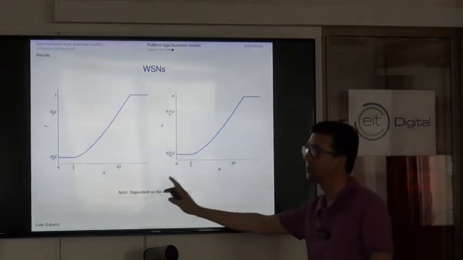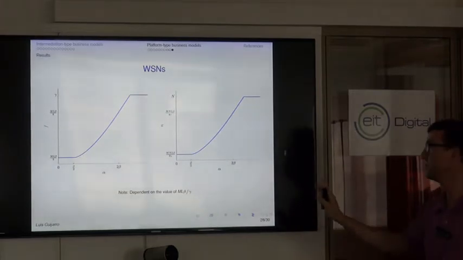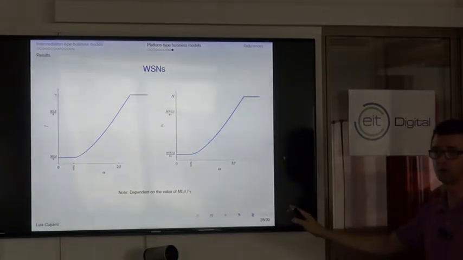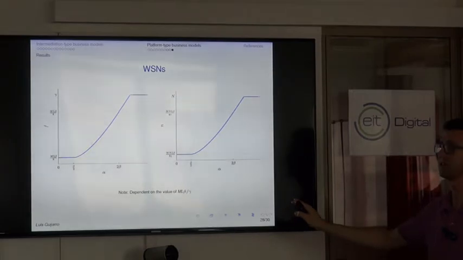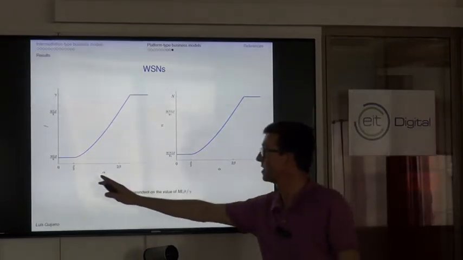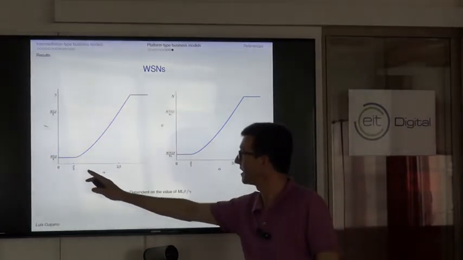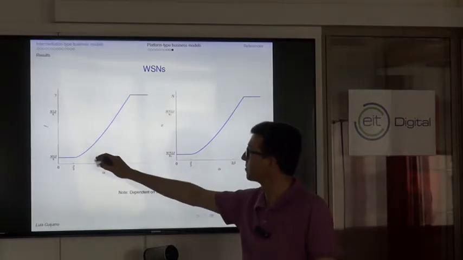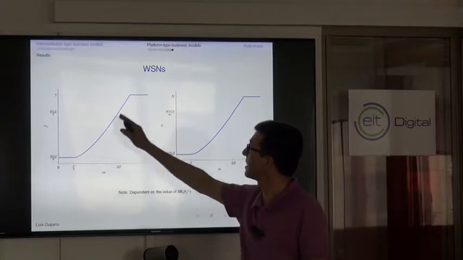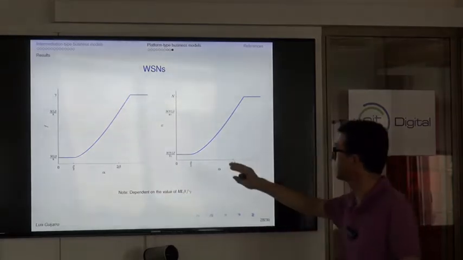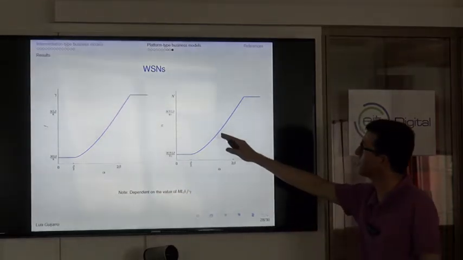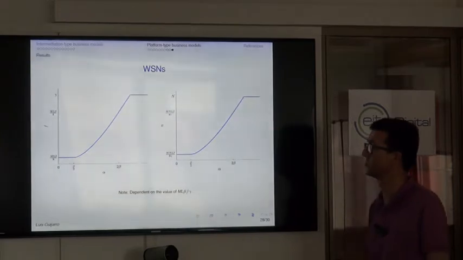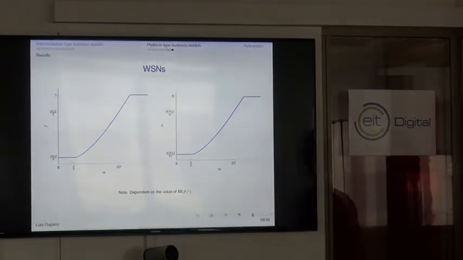As regards the sensor network side, since there was no cross externality playing on that side, we only have that as alpha increases, the platform chooses a higher fee to be paid to the sensor networks, so the total number of networks will increase correspondingly.